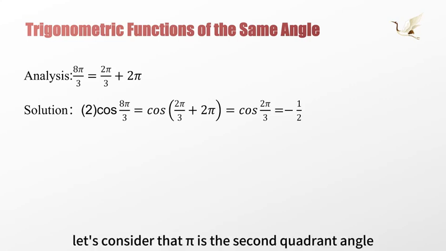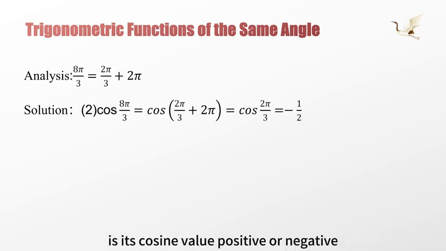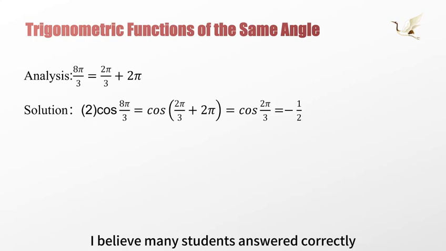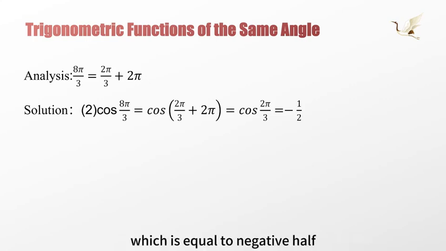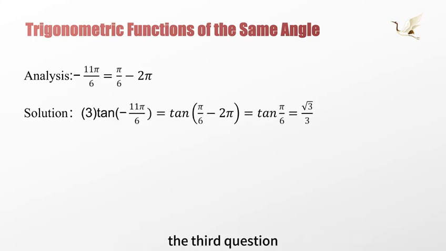Let's consider that 2 pi over 3 is a second quadrant angle. Is its cosine value positive or negative? I believe many students answered correctly, it is equal to negative one half. The third question, find the value of the trigonometric function of negative 11 pi over 6.